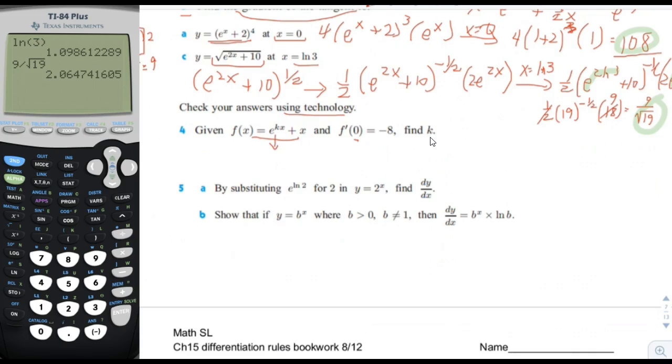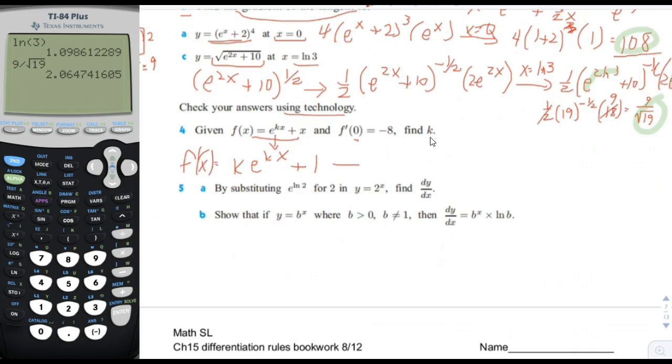When you take the derivative of e to the kx, you get k e to the kx, right? E to the kx is the derivative, and then you take the chain rule, and then you end up with k multiplied out front. And then the derivative of plus x is plus 1. Okay, so that is the derivative, that's f dashed.